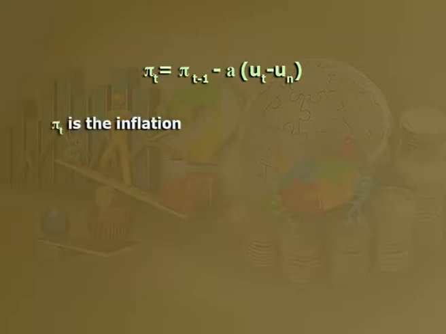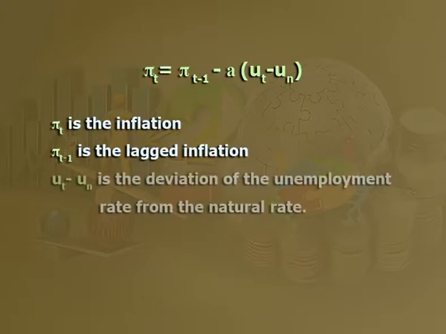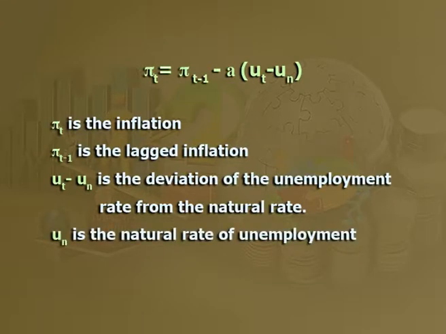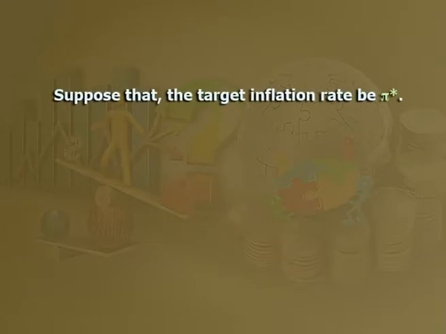In the following equation, pi t is the inflation, pi t minus 1 is the lagged inflation, ut minus un is the deviation of the unemployment rate from the natural rate, and un is the natural rate of unemployment. Suppose that the target inflation rate be pi star.